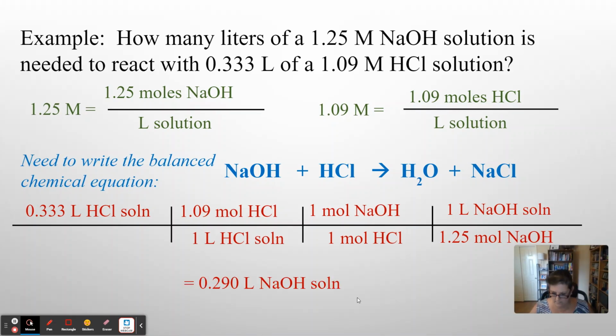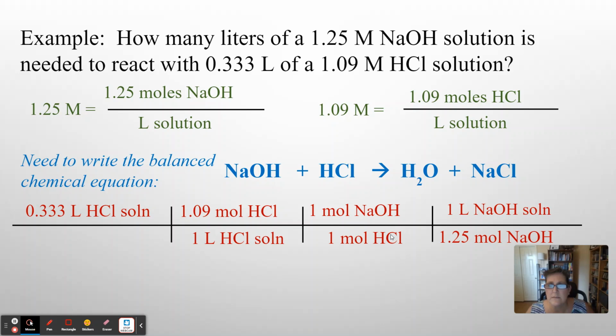All right. So again, we started with our 0.333 liters of hydrochloric acid solution. We know there's 1.09 moles per liter in hydrochloric acid. The liters of hydrochloric acid cancel. We're left with moles, ready for that mole ratio. If you look at the balanced reaction, there's only one HCl and only one NaOH in the balanced reaction. HCl needs to be on the bottom to cancel out. 1 mole of HCl on the bottom to 1 mole of sodium hydroxide on top. Now moles of HCl cancel out.